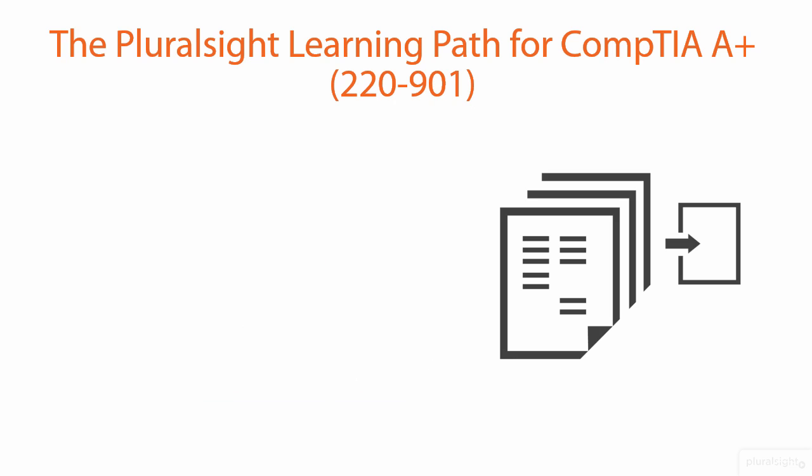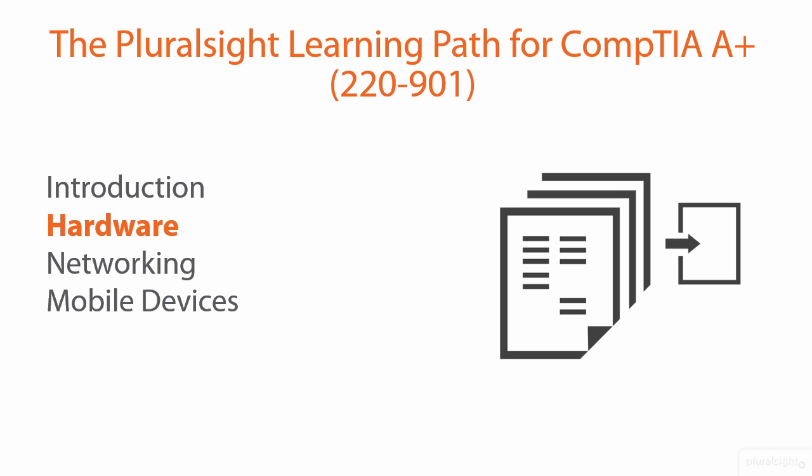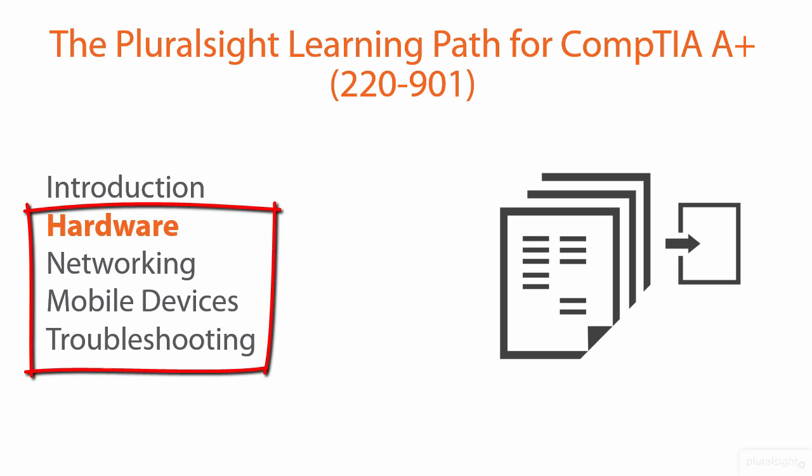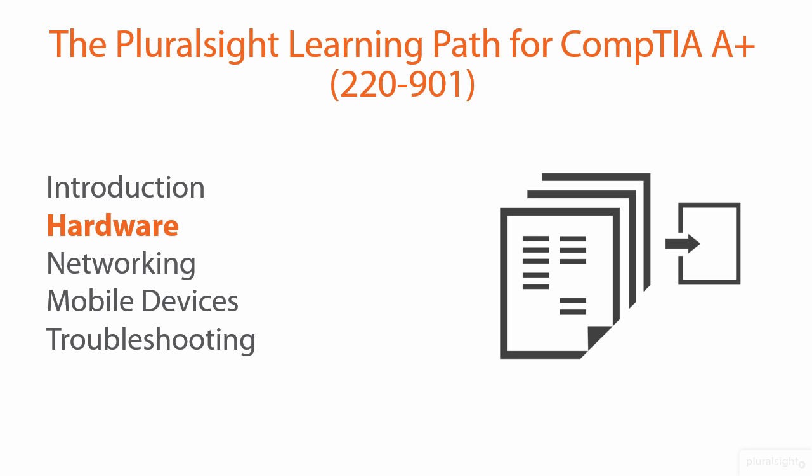Here's our learning path for the CompTIA A+ 220-901 certification exam. We have 5 courses, beginning with Introduction, Hardware, which is where we are at the moment, Networking, Mobile Devices, and Troubleshooting. Those 4 subjects, from hardware to troubleshooting, map to the CompTIA A+ objectives that you can find at the CompTIA.org website. As a matter of fact, I use CompTIA's published blueprint as the blueprint for this entire learning path.